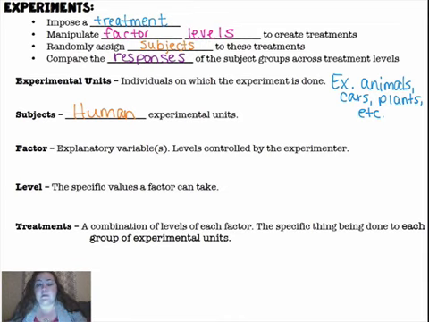Factors are explanatory variables or variable levels controlled by the experiment. A level is the specific value a factor can take, and a treatment is a combination of levels of each factor, the specific thing that can be done to each group of the experimental units. So if you don't have different levels of the factors, then the treatments will just match your factors. But if you have different levels, then that may be different.